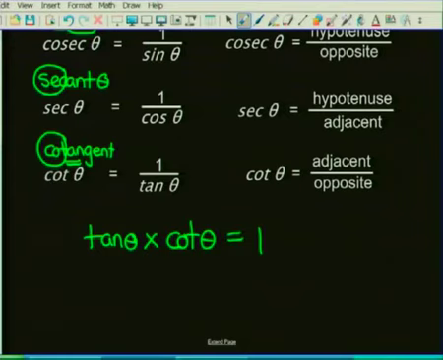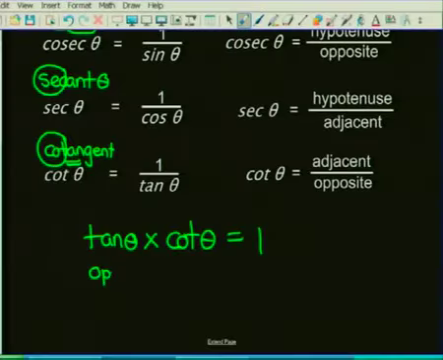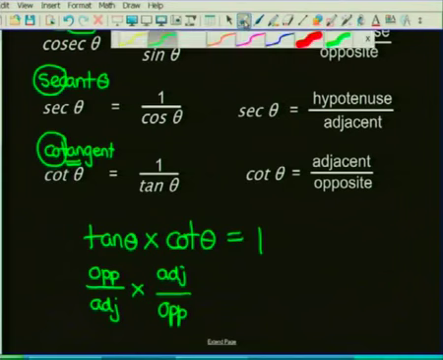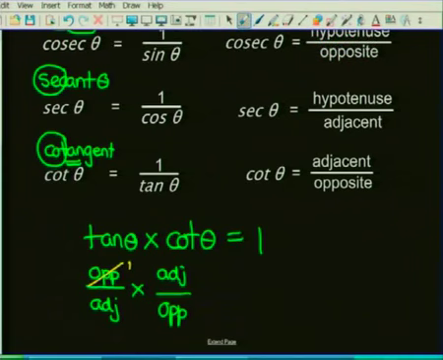Let's try it out. What was the definition of tan theta? The definition of tan theta is opposite over adjacent. And we have just defined our cot to be adjacent over opposite. The moment I multiply, the opposite will divide into the opposite, and the adjacent will divide into the adjacent, and the answer would be 1, which proves that these two are actually reciprocals.